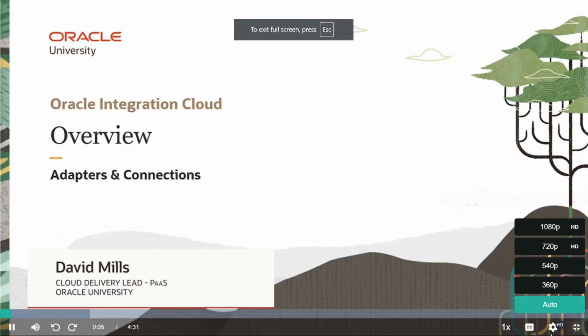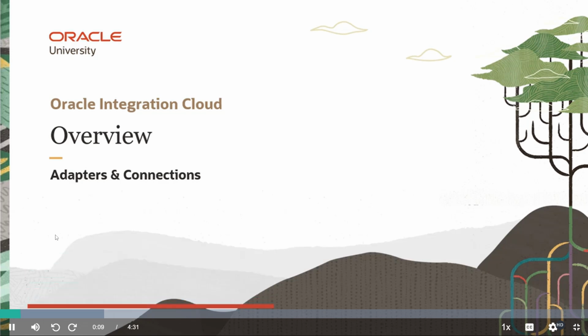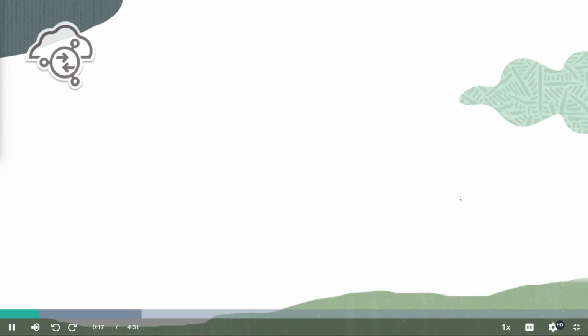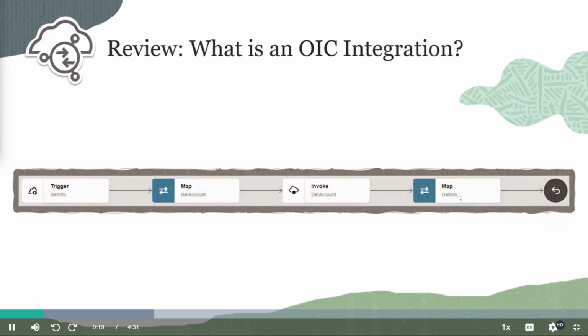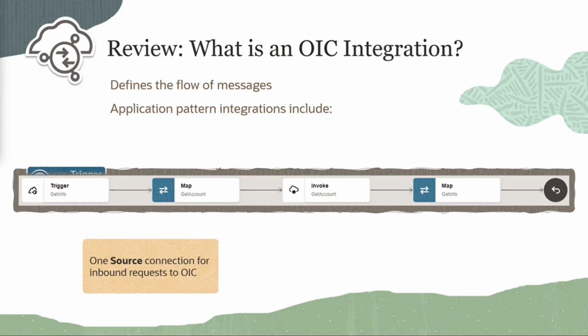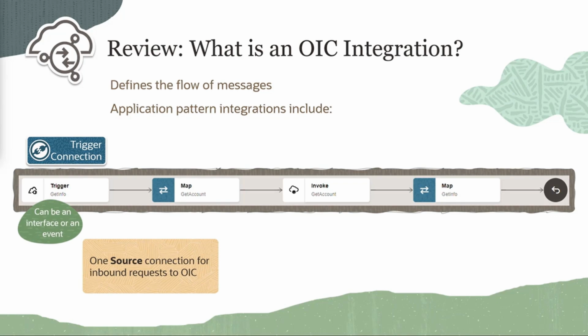Welcome to this overview lesson for the Adapters and Connections module. In this video, you'll learn more about the OIC adapter and connection resources and the role they serve in creating integrations. But first, let's revisit integrations. In this case, showing a synchronous application pattern integration flow. Recall that you must define and configure one trigger role connection designed to serve as an interface for clients or to subscribe to some business event or message.